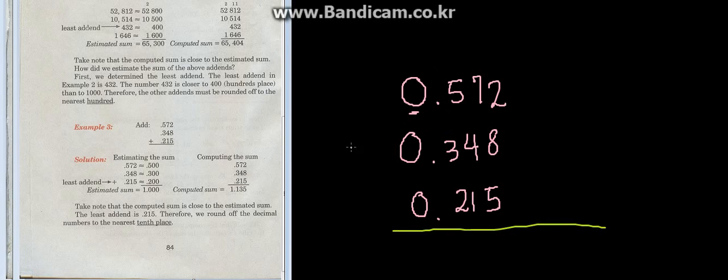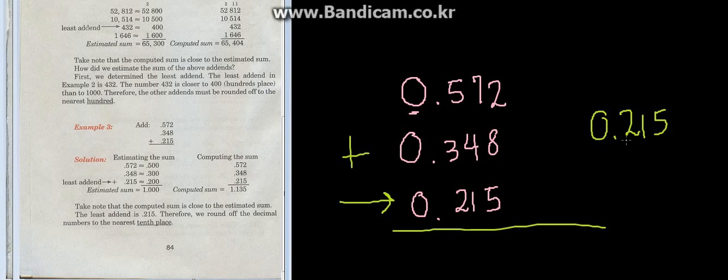Okay, so when we are trying to estimate the sum of these decimal numbers, first we need to look for the smallest addend, the least addend. In this case, the least addend is 215,000, right? 215,000. So we can, I'll write it here.